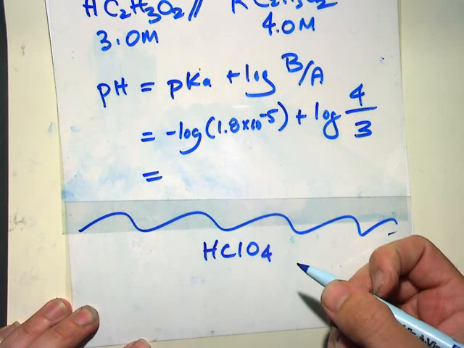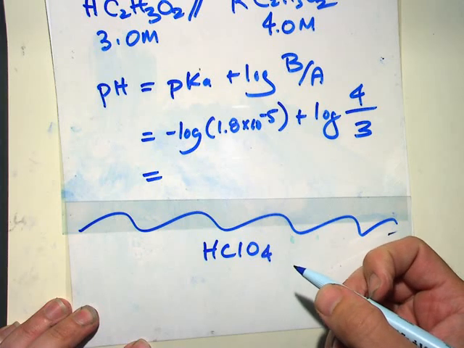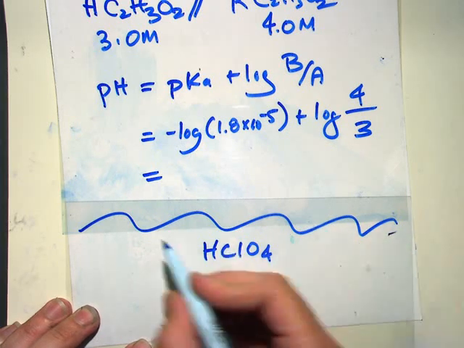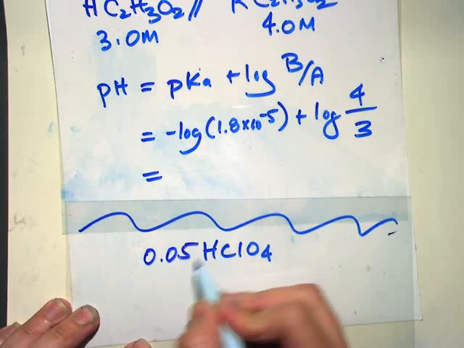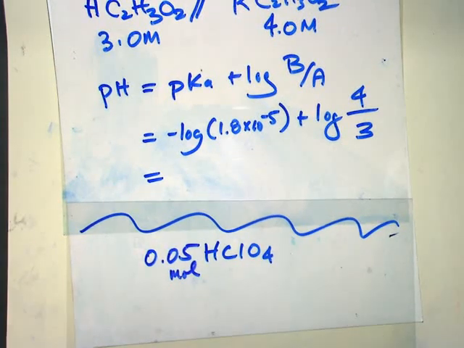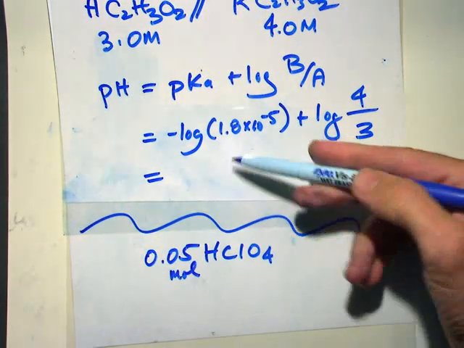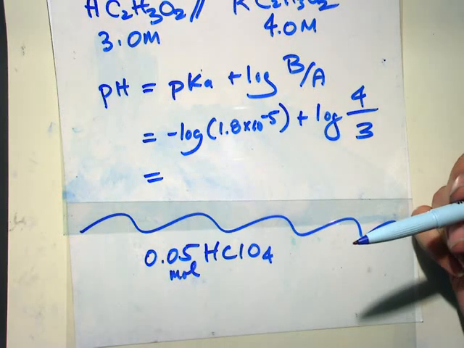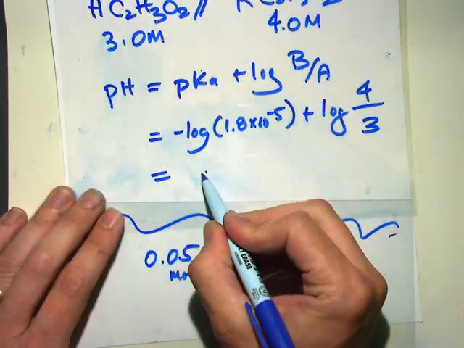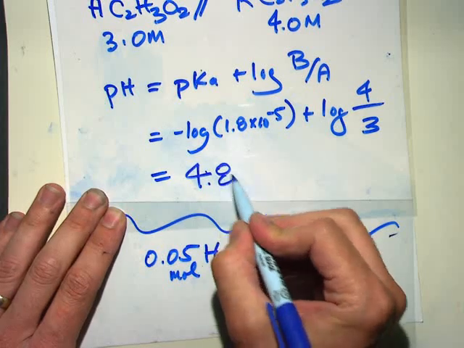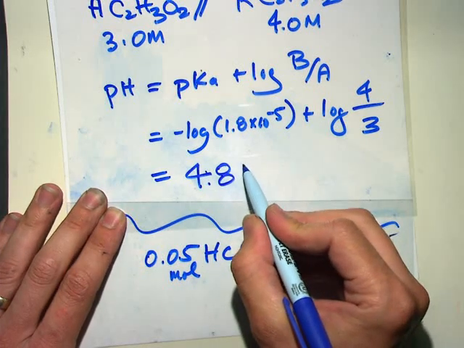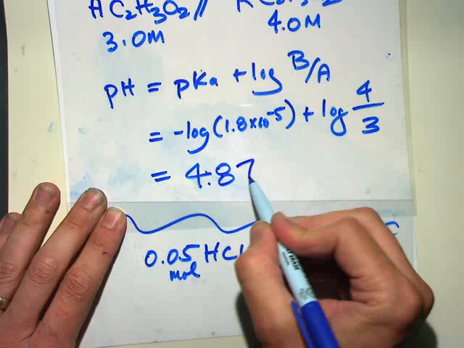Okay, did somebody find this one? 4.86? 4.87. Okay, we can see that the pH went up. That's exactly what we expected, but it's still acidic. Okay, now let's go to the next one.